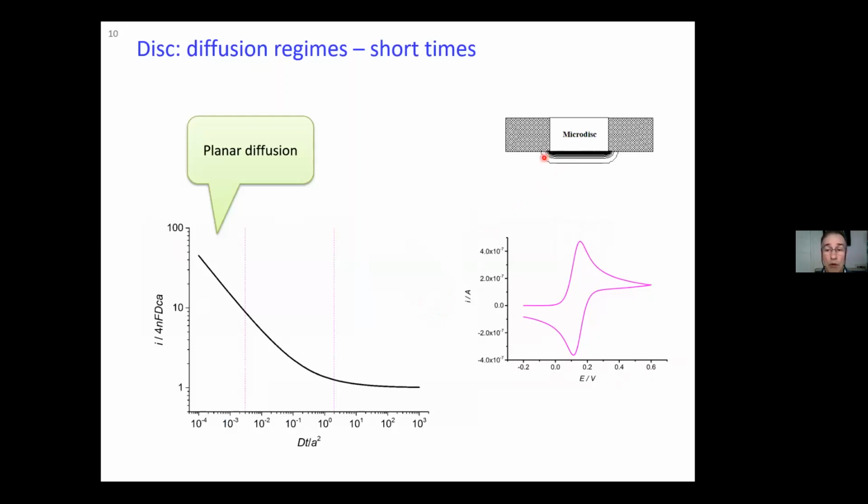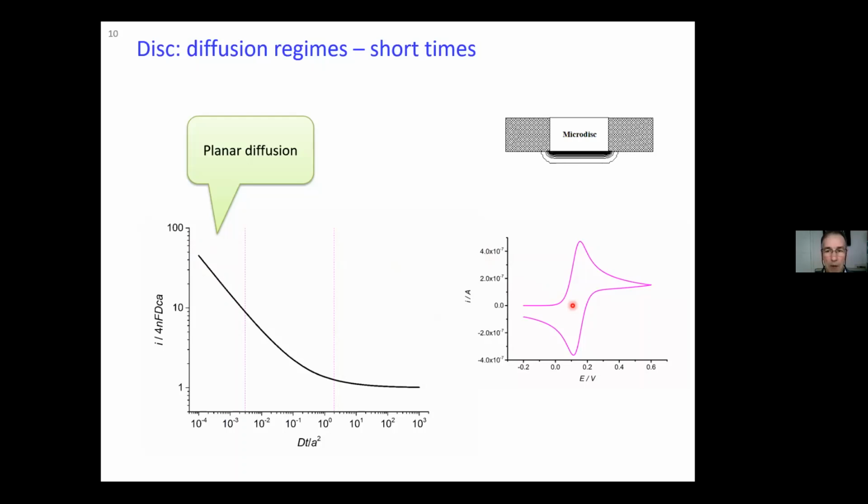If we look at the diffusion regimes at a micro-disc electrode, at really, really short times, you've got an almost planar diffusion layer, very, very thin. And on transient, now in the planar diffusion, the current is inversely related to the square root of time. And if you were to do a voltammogram in that time scale, then you would get the traditional shape for the voltammogram corresponding to semi-infinite linear diffusion.